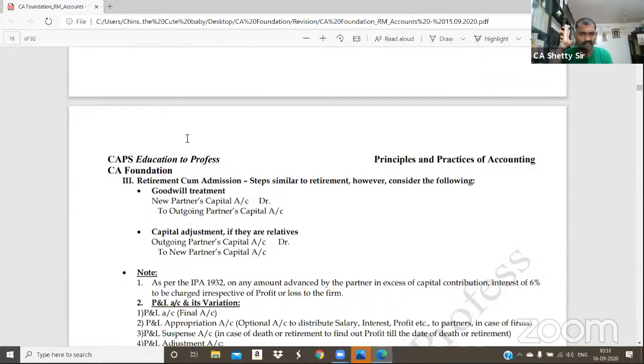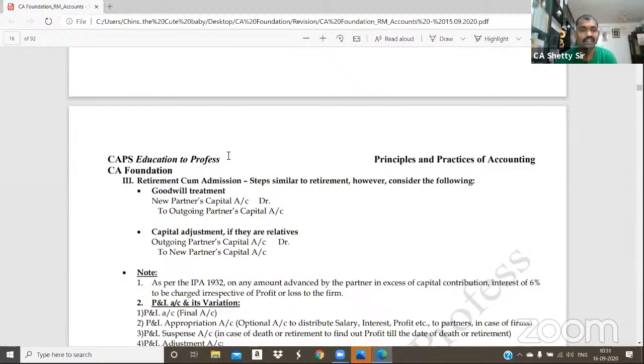Extra steps, note it down. Steps in retirement are similar to admission, but with 2 extra points. Goodwill treatment: outgoing partner should be credited, incoming partner should be debited. If any one of the existing partners is gaining something, debit him also. This logic I already told you. So outgoing partner must be credited, new partner must be debited. If one of the partners is continuing and he is also getting something, he should be debited. Same logic I gave earlier.